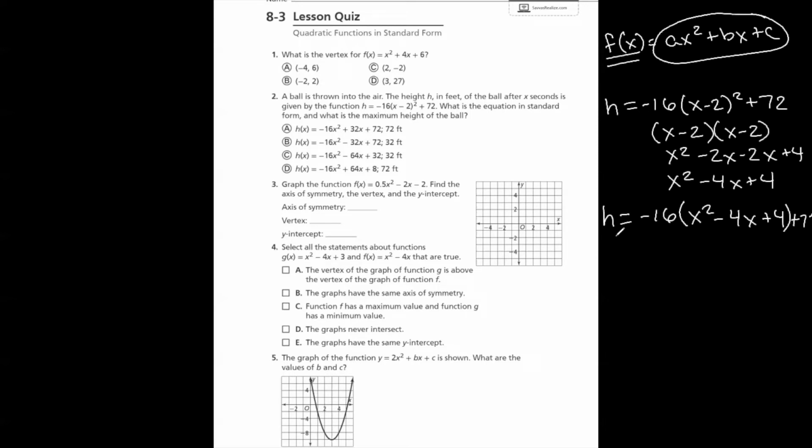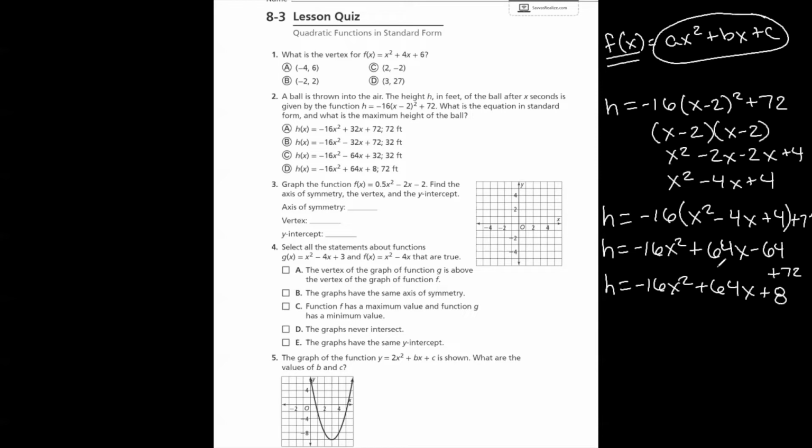I'm going to distribute that negative, so it's going to say h equals negative 16x squared. Then I'm going to do negative 16 times negative 4, which is going to be 64x, and then again, negative 16, but now times positive 4 would be minus 64. And then I still have that plus 72 at the end. So when I do negative 64 and positive 72, that's going to give me an 8 at the end. So my equation is h equals negative 16x squared plus 64x plus 8.